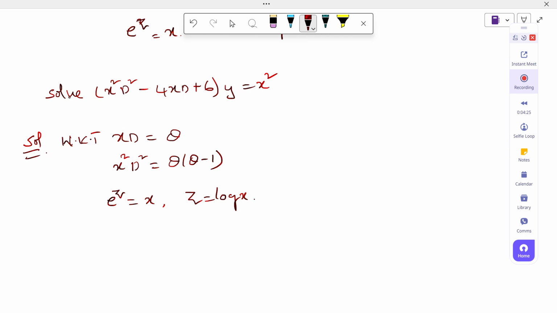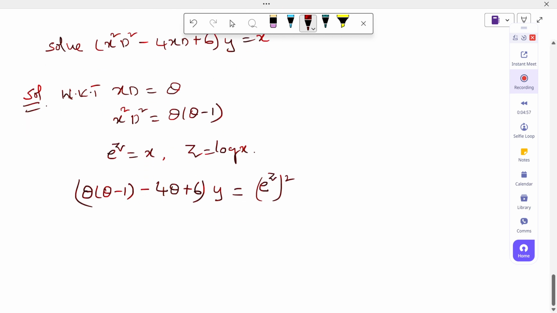When you substitute these values into the given equation, it changes: x square into d square, you can write as theta of theta minus 1, then minus 4 theta, then plus 6 of y, equals x square, which is e power z whole square, so you can write it as e power 2z.